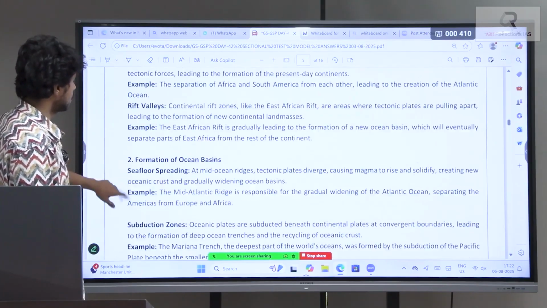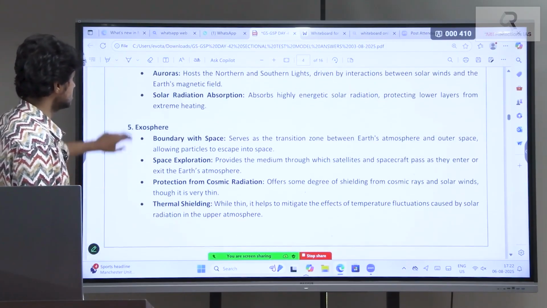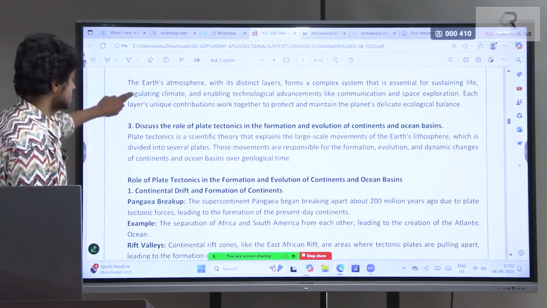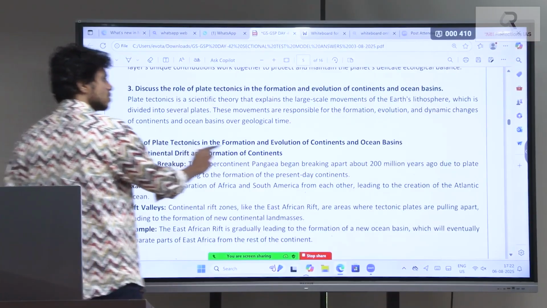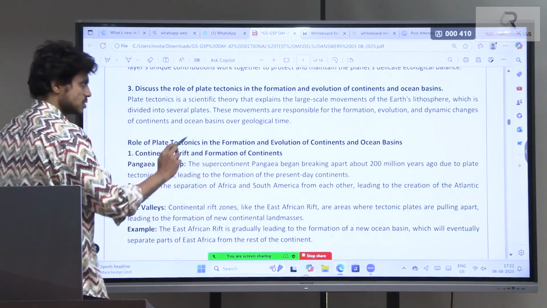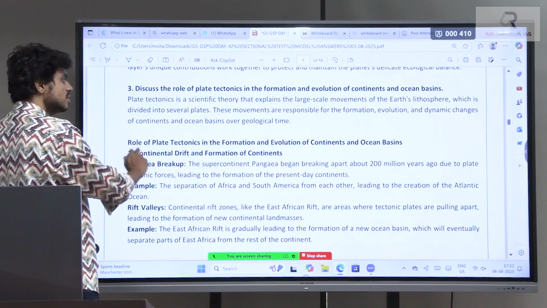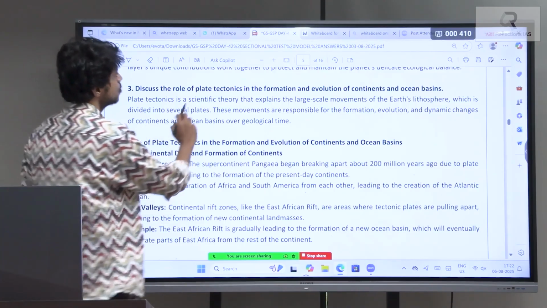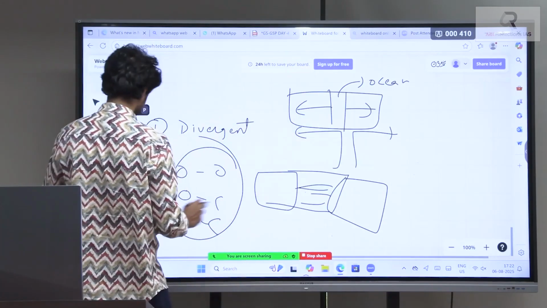Okay, so I don't want to use these headings. So what headings you can use is, see, the heading should be: role of the plate tectonics in the formation and the evolution of the oceans and the continents. I will first use the heading formation of the ocean basins. Then I will explain the divergent plate boundary. See, this is how I will write.